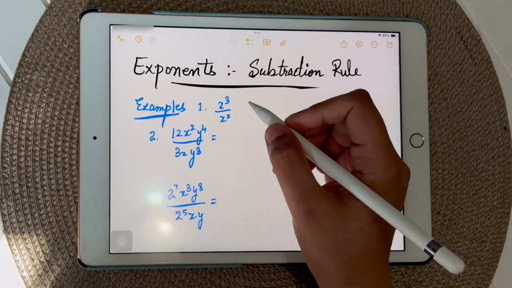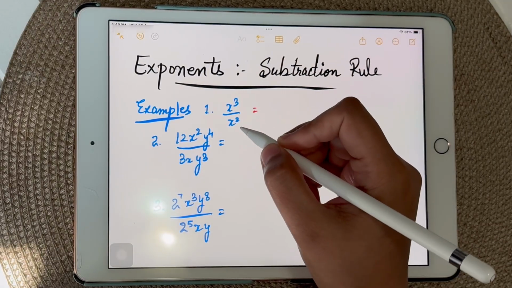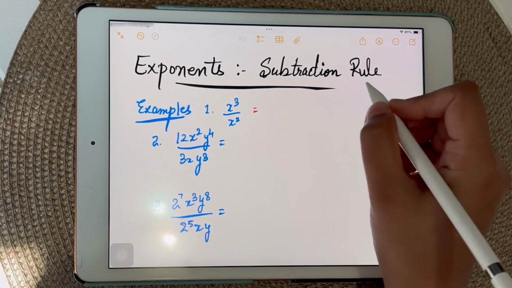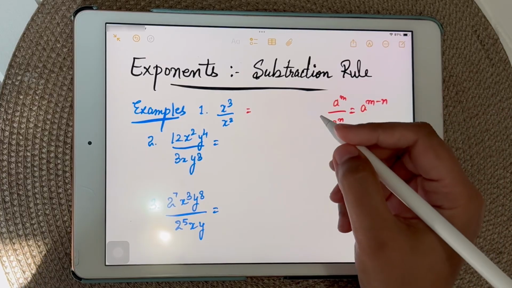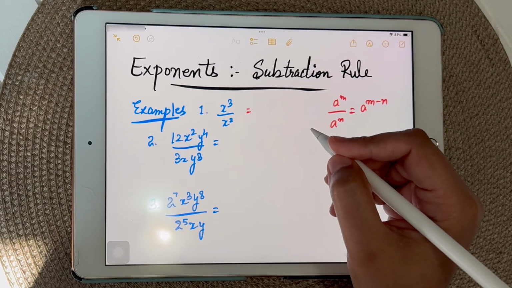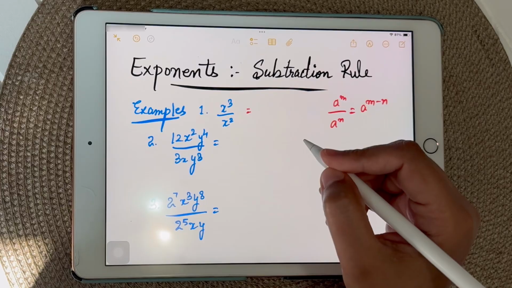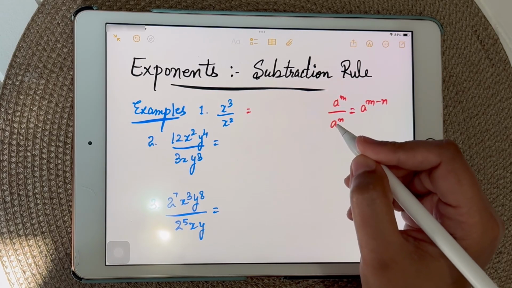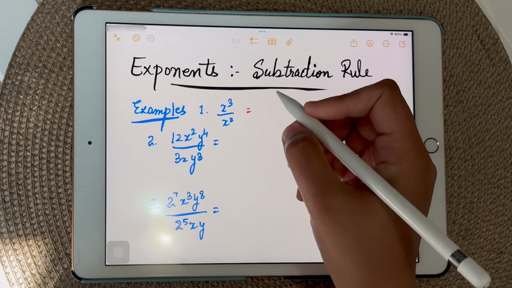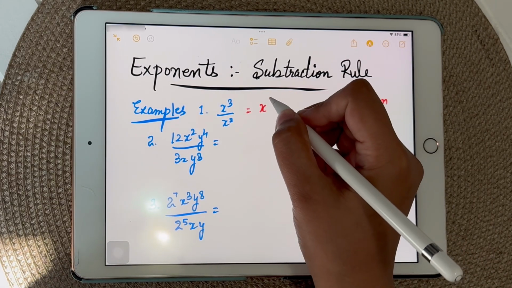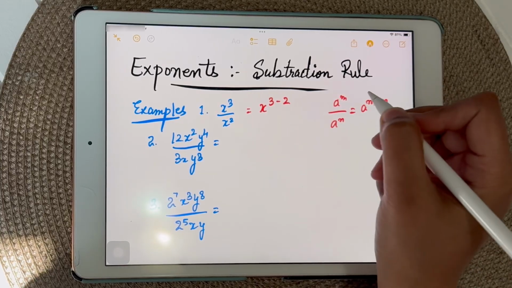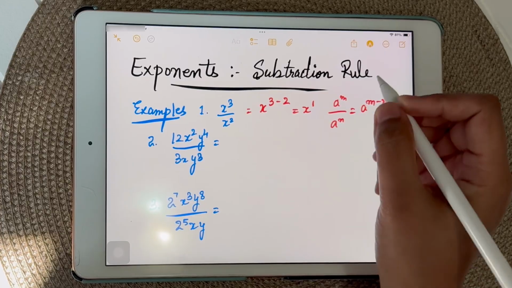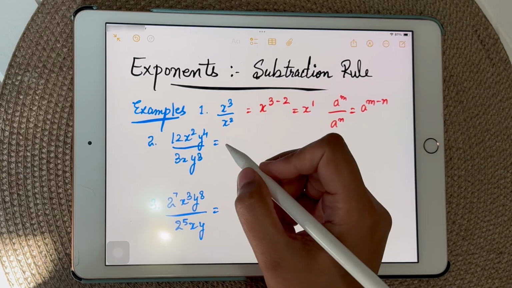Let's start with our first example, x raised to power 3 divided by x raised to power 2. So apply our subtraction rule here. That says when we multiply bases, we add exponents. So here it is opposite. Now when we divide, we will subtract the exponents. So x raised to power 3 minus 2, then we will get x raised to power 1. Okay, now try the second one.